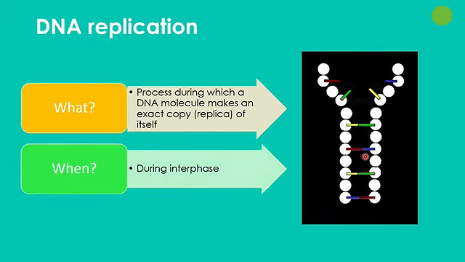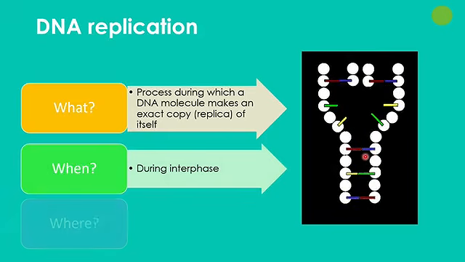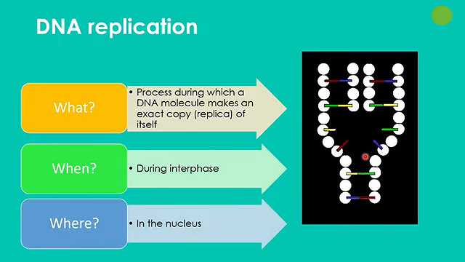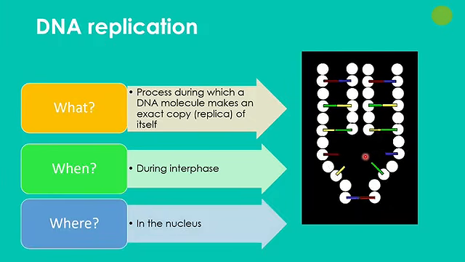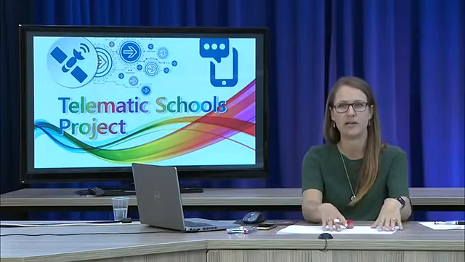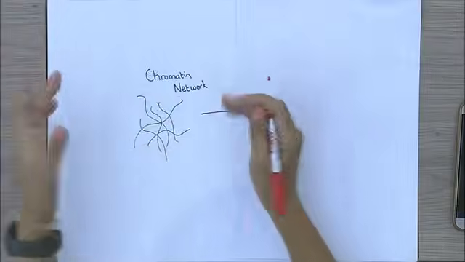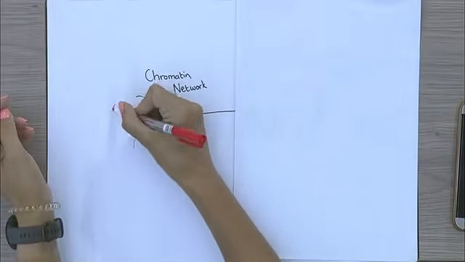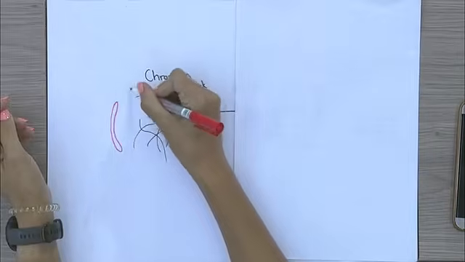This always takes place during interphase, and then where does this take place? This occurs within the nucleus. So just to quickly put this into perspective, if I have a look at the page here in front of me, I've quickly drawn our chromatin network. So we understand that this is inside of the nucleus.